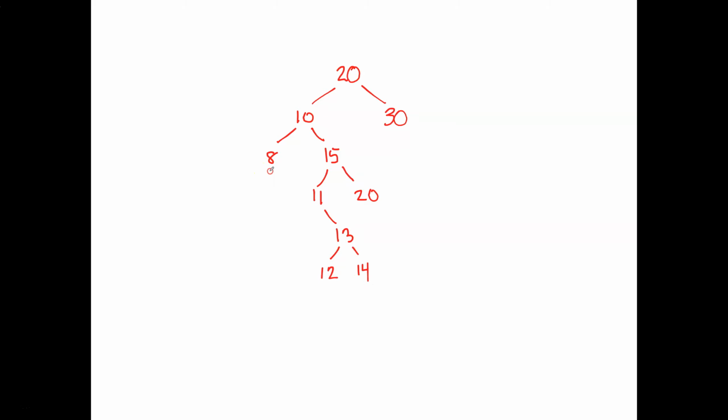Okay, so we've got something pretty large here. We want to remove the element corresponding to key 10. So our first step here is we're going to have to find where 10 is in our tree. So this is our goal, remove 10.